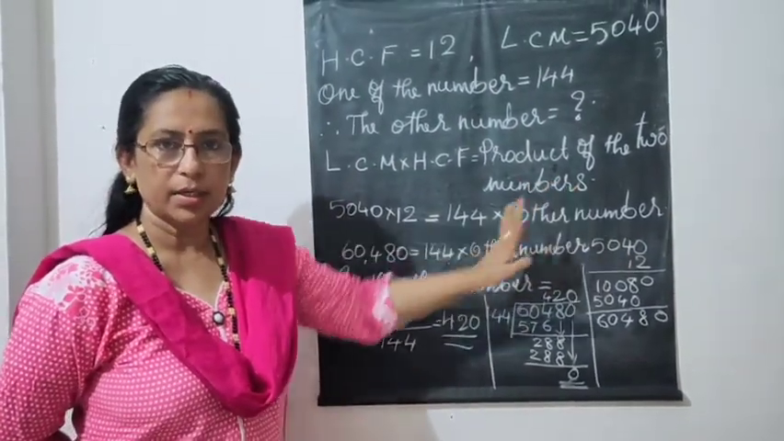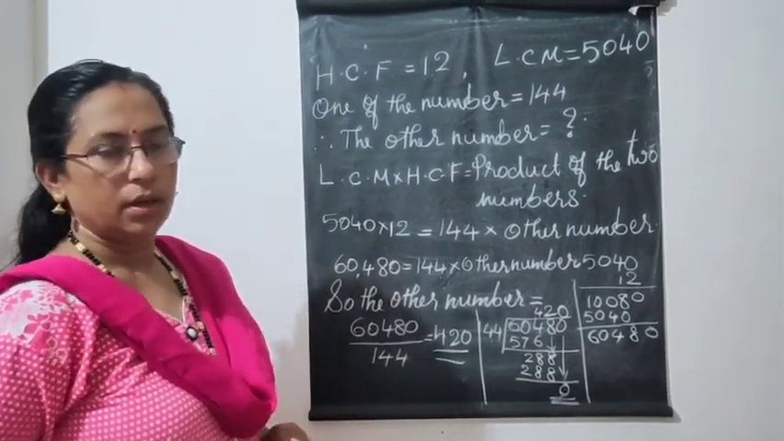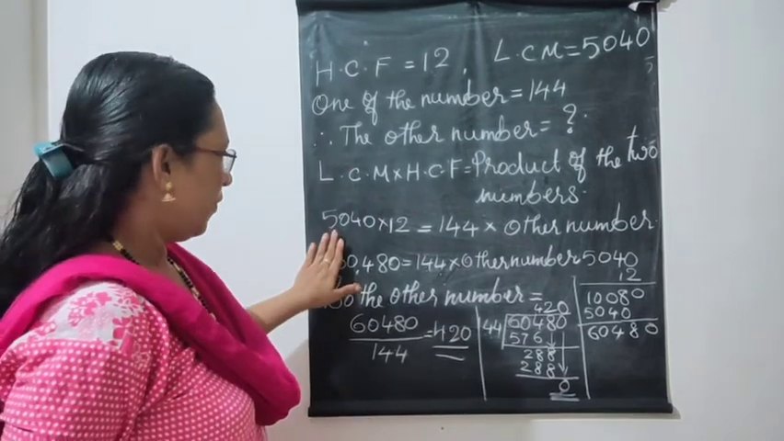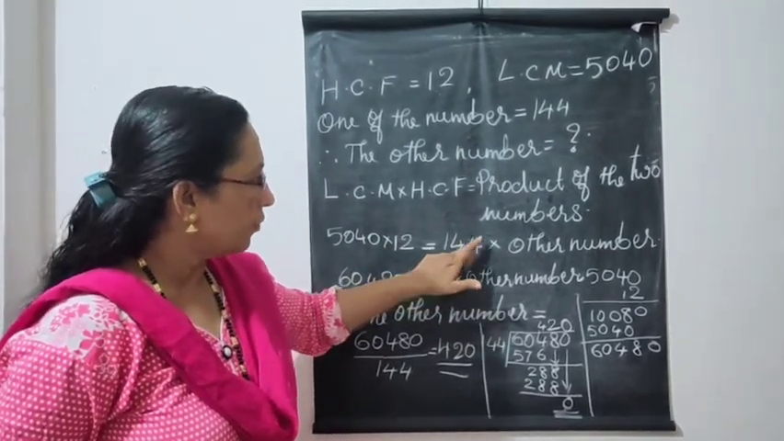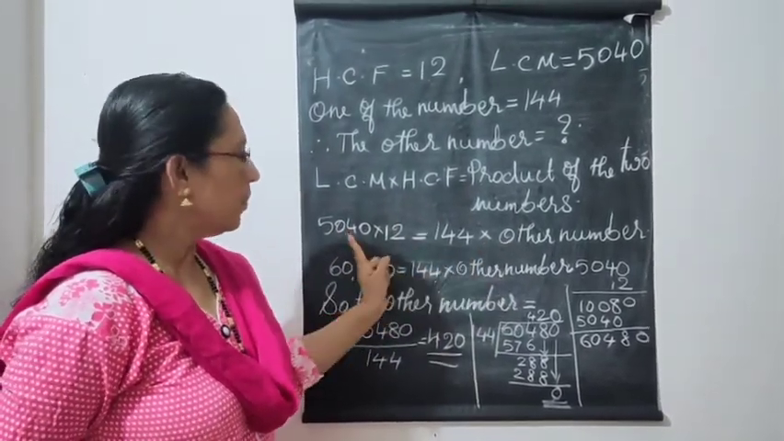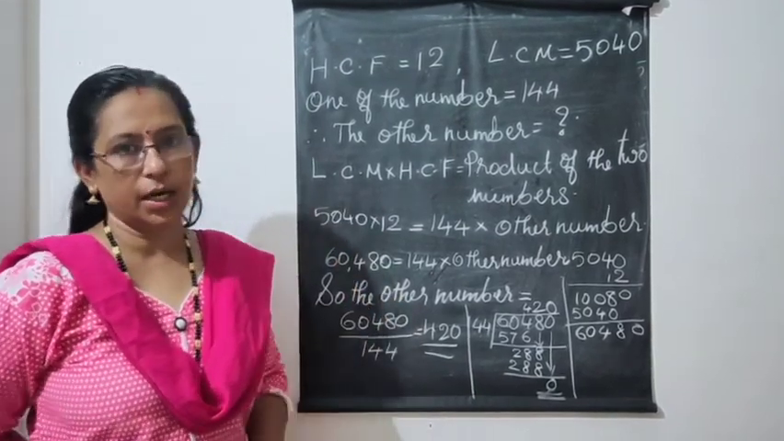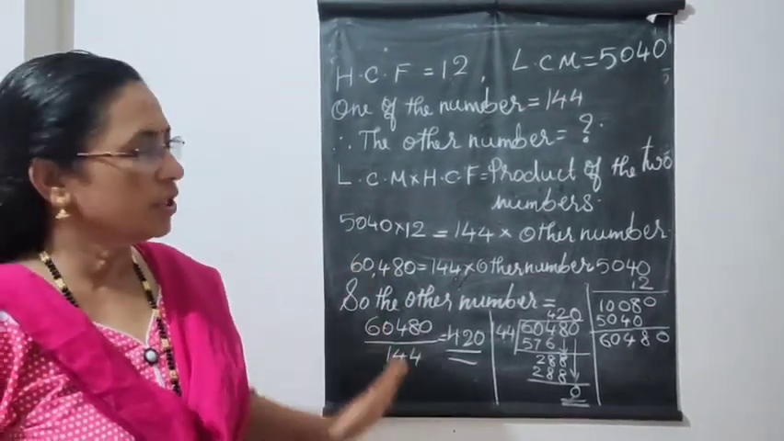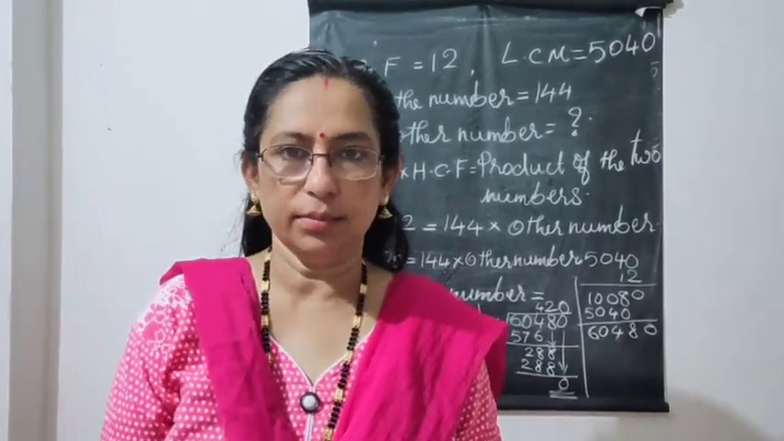Okay. This is the solution. We can check whether your answer is correct or not. How? 5040 multiply 12 is equal to 144 multiply 420. Both numbers should be equal. In such a way you can find whether your answer is correct or not. Okay students, please copy these questions in your notebook and practice.